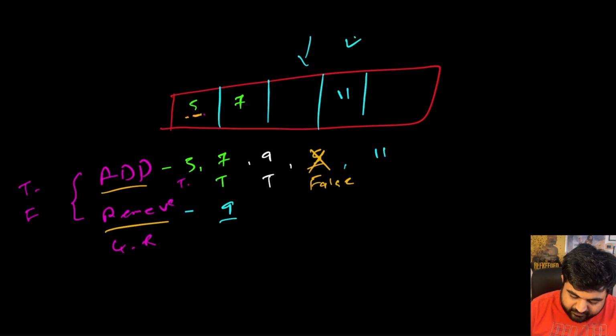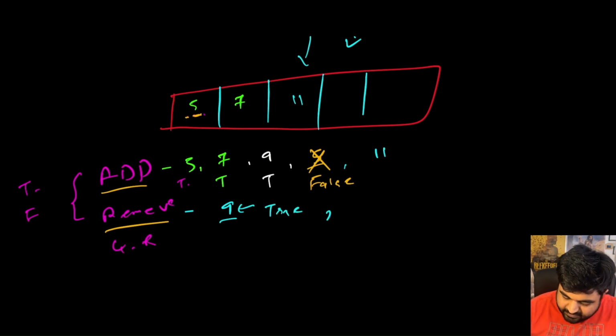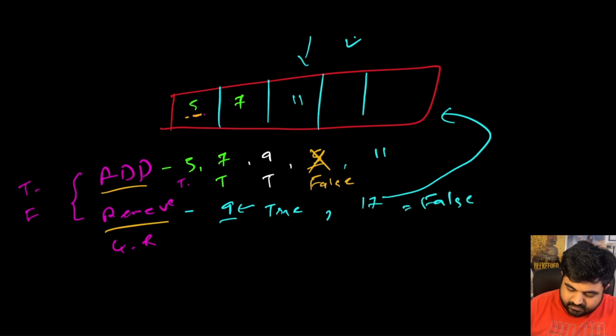So let's get rid of 9. And currently we only have three values, 5, 7 and 11. Because 9 was present and we removed it, once again we need to return true for this one. Once again, let's assume that we are being asked to remove value number 17. Now 17 is not present inside our existing data set. So in this case, we will return false because we did not remove any values from our data set.